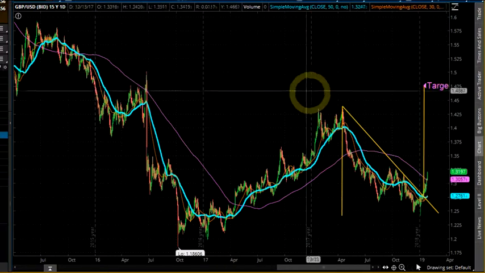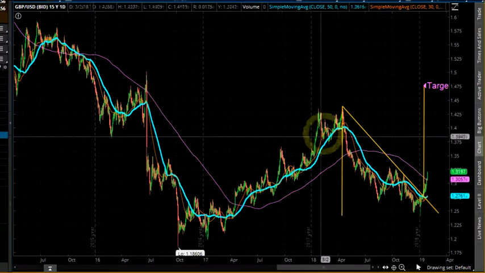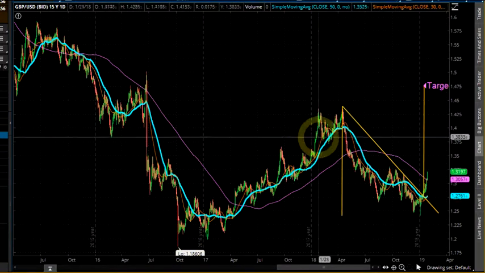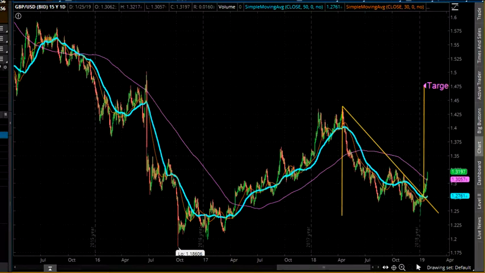Now the longer term target could be closer to that 1.9, remember from the Fibonacci high to low mark that I did. So hopefully you're following that and you're understanding that.